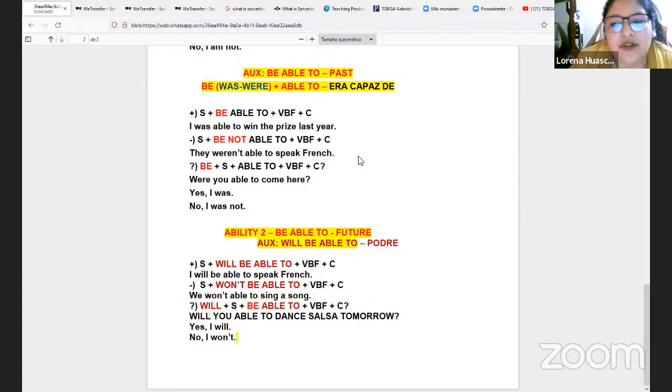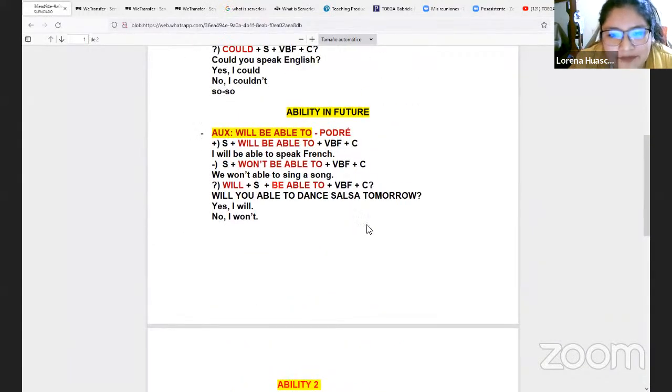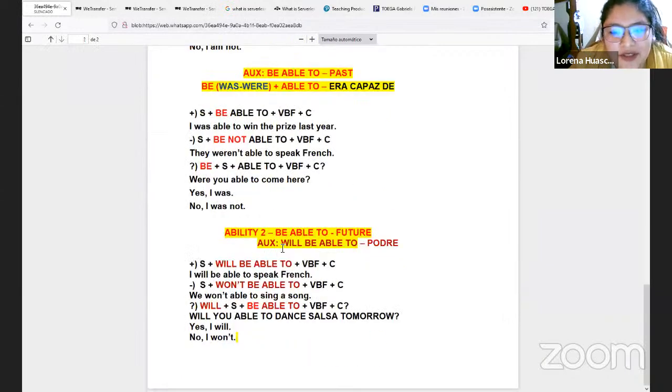And what is the future of be able to? It is the same as can, the same as this one. So the future will be able to, podré, o seré capaz de. The same. So I will be able to speak French. Future, yo podré o seré capaz de hablar francés. We won't be able to sing a song. Nosotros no seremos capaces de cantar una canción.